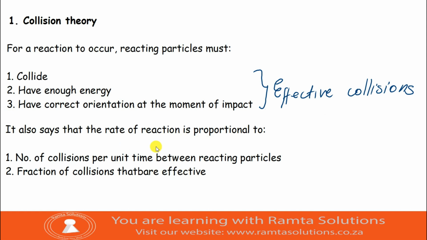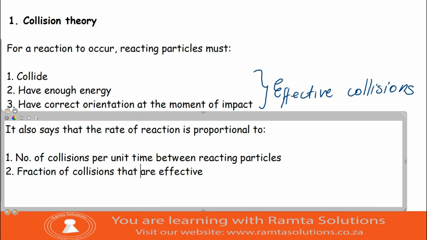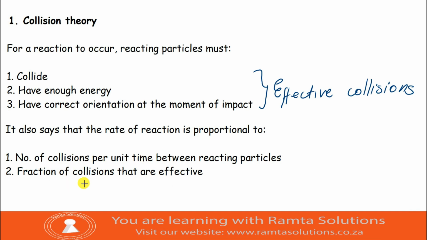Remember, rate of reaction is proportional to the number of collisions per unit time between reacting particles. The more collisions you have, the faster the reaction. Now, secondly, the rate of reaction is also proportional to the fraction of collisions that are effective.